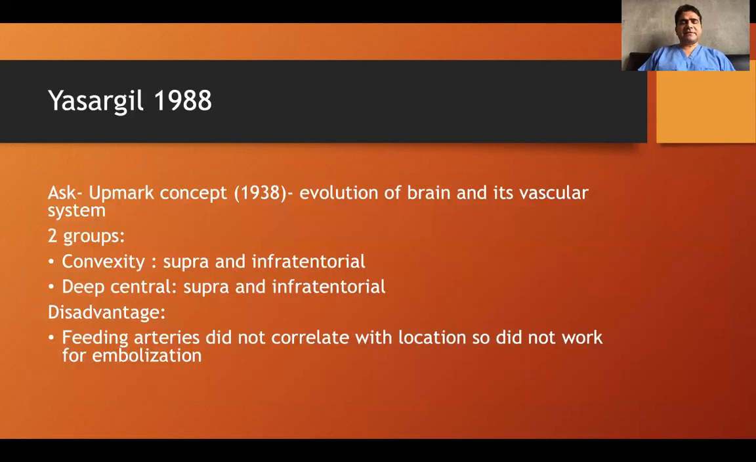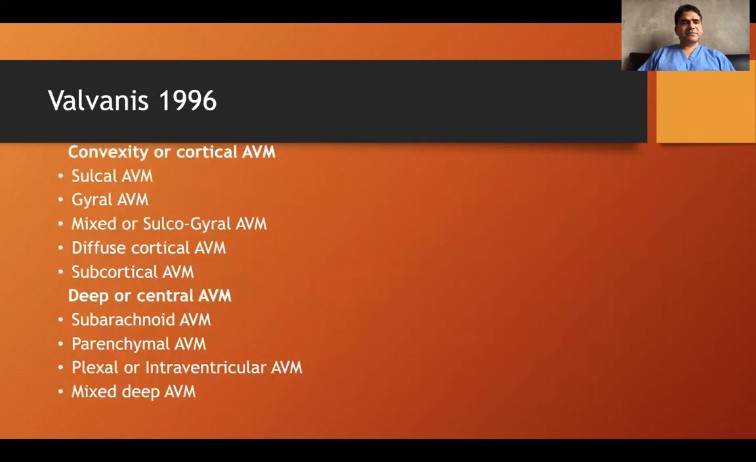The Yasargil classification of cerebral AVM was based on the Mark concept, that is from 1938, from the evolution of the brain and its vascular system. And according to his grading system, he divided into two major classes. One is convexity, another is deep central. Convexity is further subdivided as supra and infratentorial, while deep central as supra and infratentorial. The disadvantage of this Yasargil classification is that feeding arteries did not correlate with location, so it did not work for embolization. Another is the Valavanis classification, which was published in 1996.